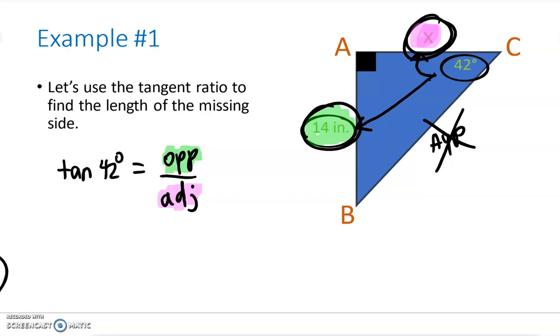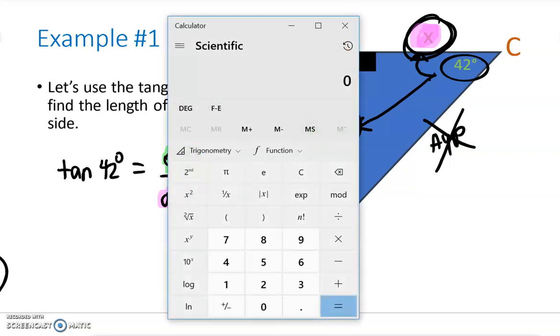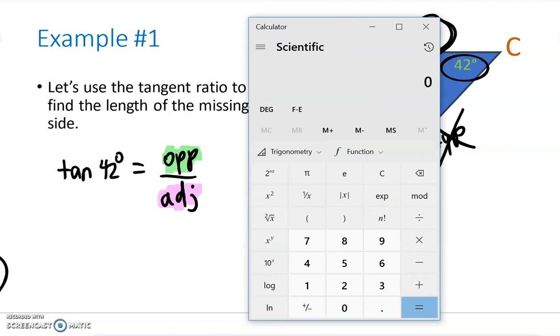Now this is where your calculator comes in. Pull your calculator up. Make sure that it is in degree mode. Right here, it should always say DEG. And all you have to do is type in 42. And then you have to find the tangent button. Mine's right here. So I'm just going to click tan, and it gives me this decimal.